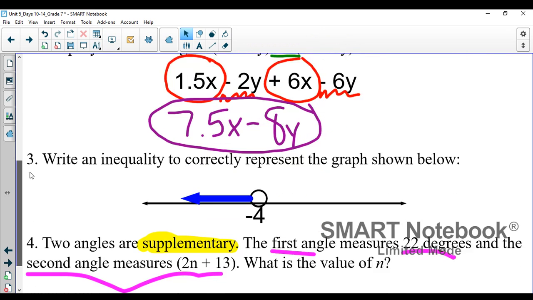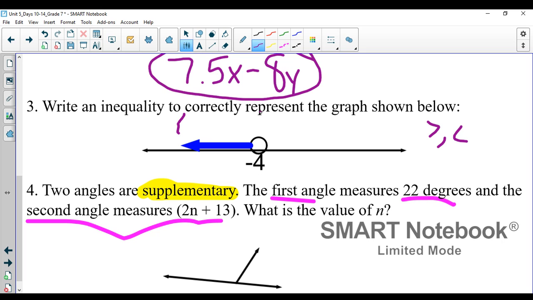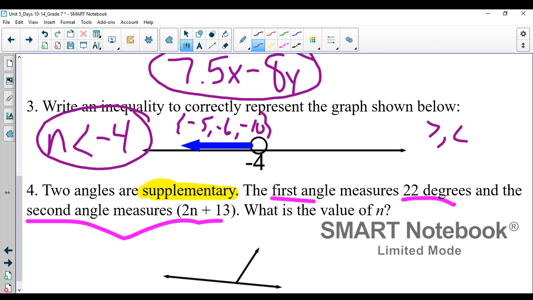Number three says write an inequality to correctly represent the graph shown below, and there's the graph. Well, I know from last week that because the circle is open, it's either going to be greater than or less than. I also see that all the numbers are to the left of -4. Like my possible answers could be like -5, -6, -10. And all those numbers are less than -4. So n is less than -4. That inequality represents a solution right there.